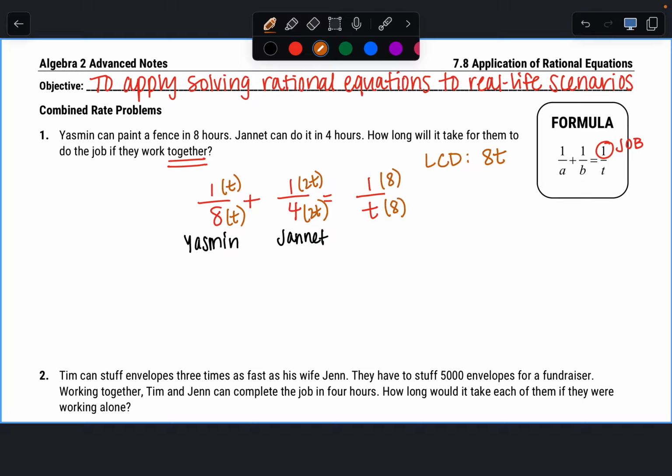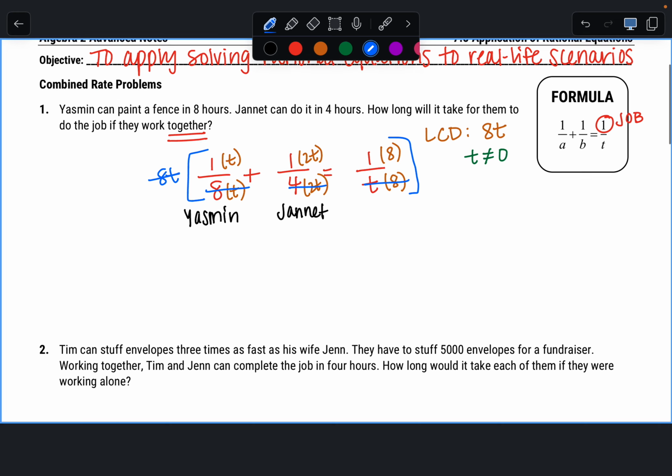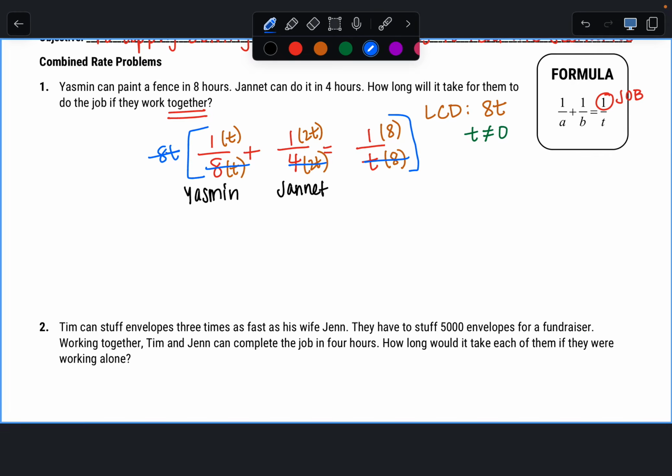Okay, now that we have the same common denominator, it's not going to be a huge deal for this type of problem, but we can say our undefined value is t cannot equal 0, which makes sense. They're not going to do it in 0 amount of time. But now that I have that, I'm going to come in and cancel out my denominators. So 8t is going to cancel out all of these denominators here. So we're basically solving a rational equation. So now that I have my denominators canceled, I am going to simplify my numerators.